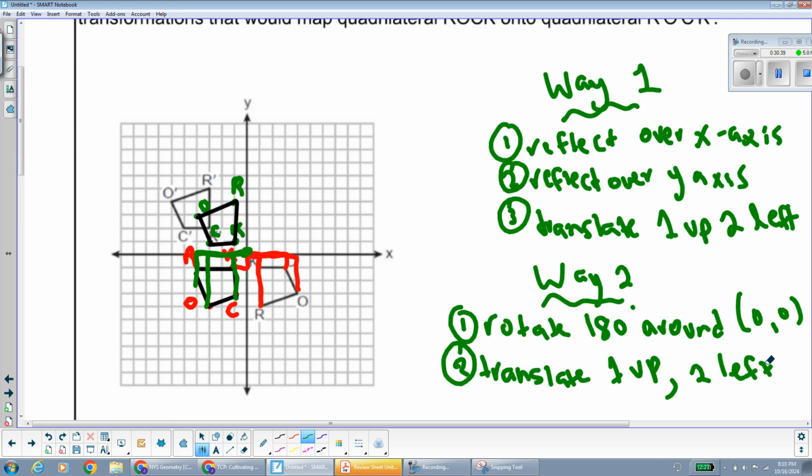And it's funny that it ended up being the same translation that we needed with the 2 reflections. So if rotations are giving you a lot of trouble with these kinds of questions, it's nice because a lot of the times a double reflection will get you to the same spot. So that's why I wanted to show it to you guys both ways.